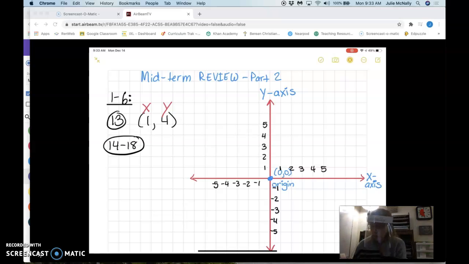And the quadrants. So help me out with the quadrants. Where's quadrant 1? Top right. Quadrant 2? 3? And 4. Good. And remember, those are labeled with Roman numerals.